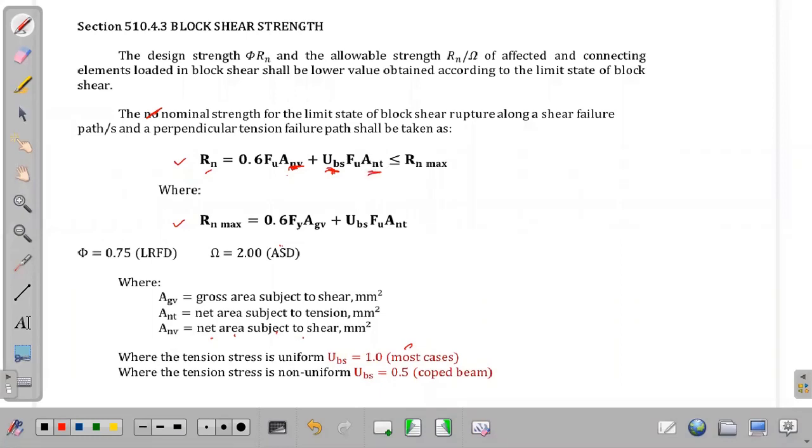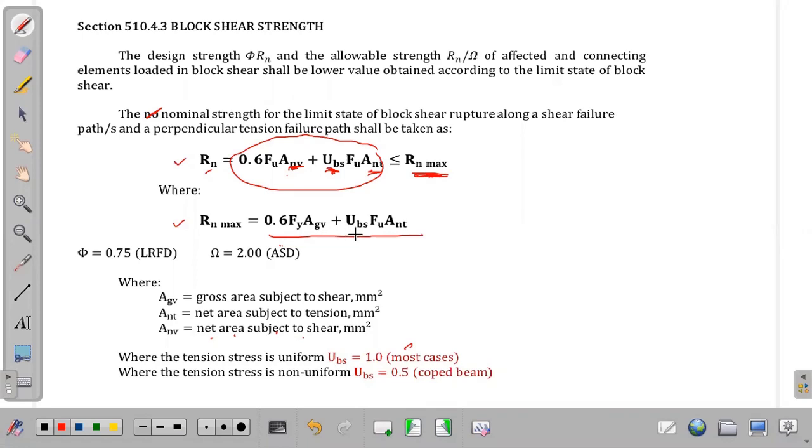Okay? So our Ant is the net area subjected to tension. Okay? So solve this, and compare it to the value solved for Rn max. So how do we solve Rn max? How do we solve Rn max? This is the Rn max. Okay?